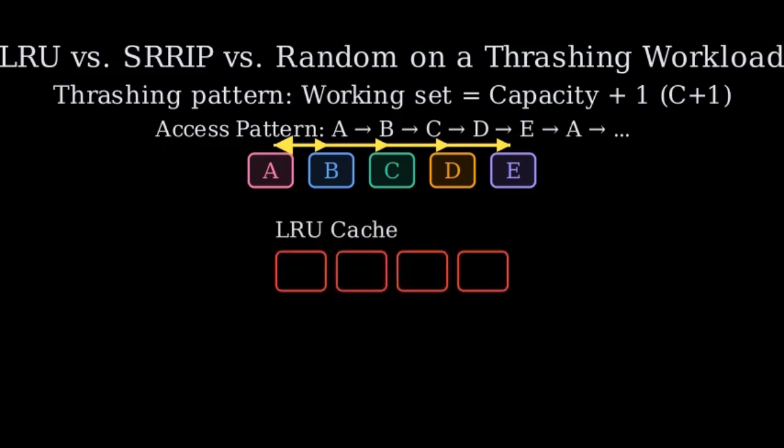First, least recently used. Intuitively, least recently used keeps the C most recent distinct items. But with C plus one distinct items accessed in a cycle, the next item you want is always the least recently used one. That means least recently used will miss on every single reference in steady state. Let's see it on the 4-slot cache. Mathematically, for capacity C and working set C plus 1 in this pure cycle, the miss rate is 100%.